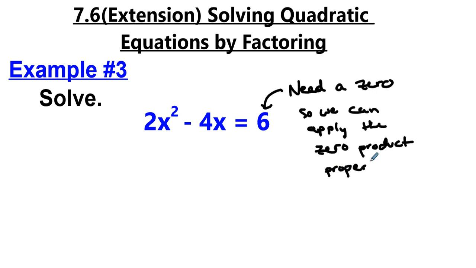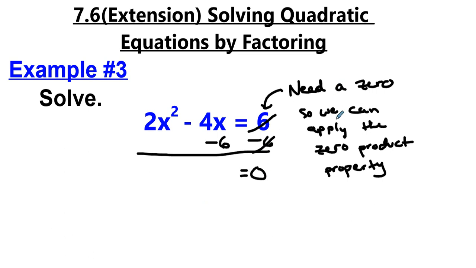Never had to write so much with a mouse before. All right, here we go. So how do I get that 6 to the other side so that it equals 0? Well, subtract 6 from both sides. That will cancel that one out. We'll be left with an equals 0. And again, we want that so we can use the zero product property.